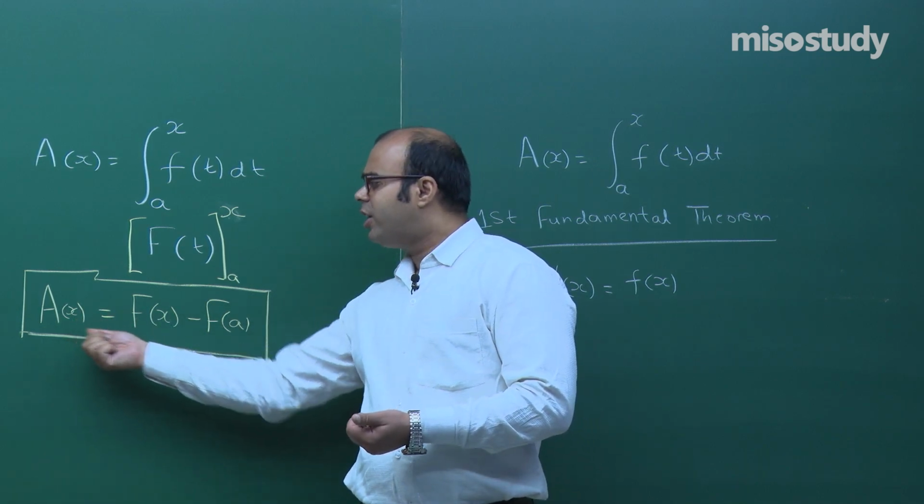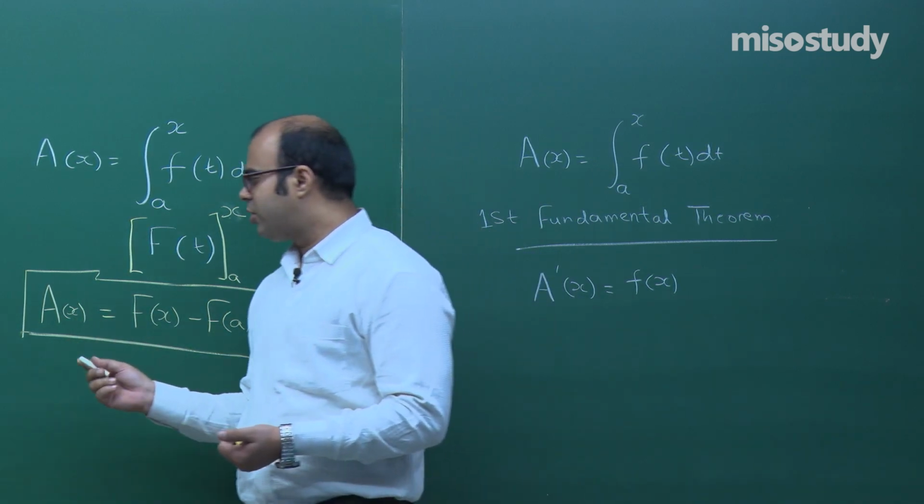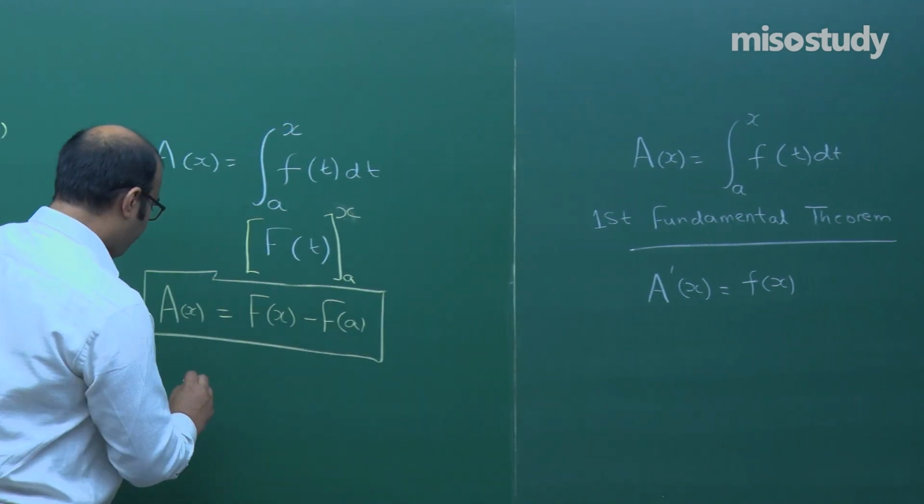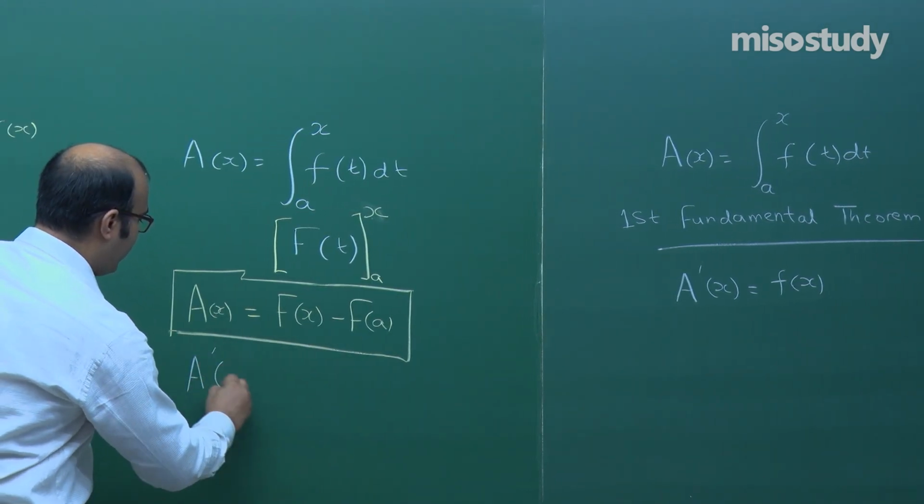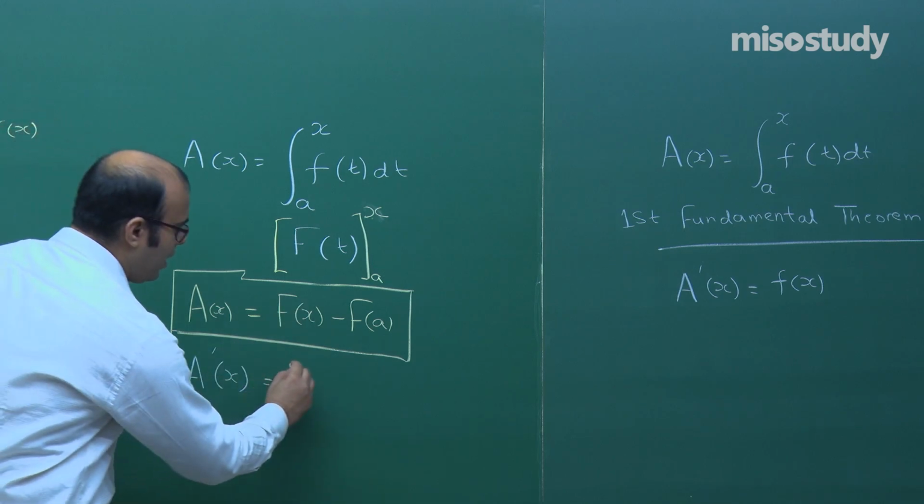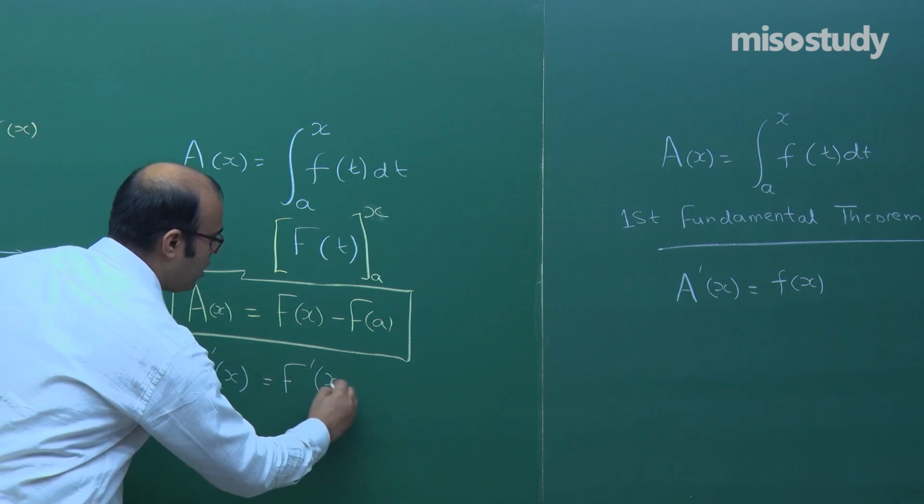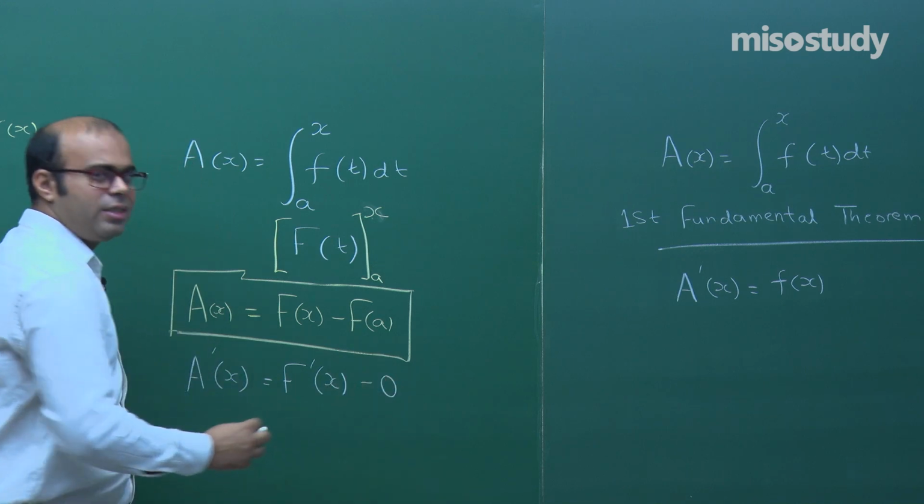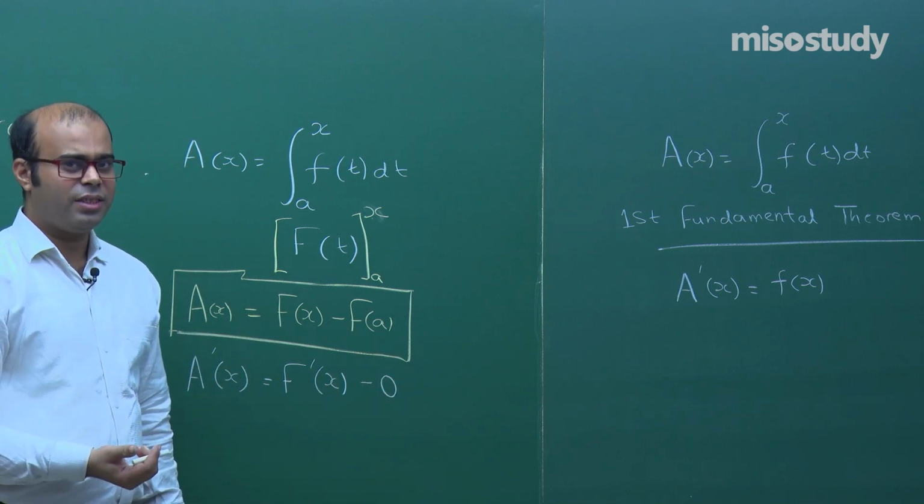So if we differentiate this, let us suppose we are differentiating this, what will happen? This will give you A dash x, and on the right hand side we will get capital F dash x, and this will be obviously 0 because it is a constant. So its differentiation will be 0.